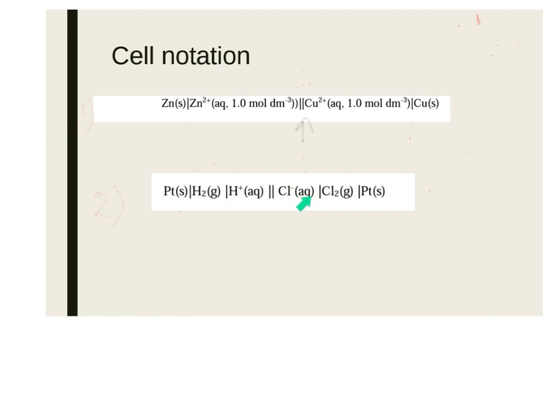And the other half cell: this portion is the oxidation half cell, and this is the reduction half cell. In the reduction half cell, Cl minus aqueous and Cl2 gas are separated by this phase boundary, the single vertical line, and Cl2 gas and the platinum solid, which is an inert metal, are separated by the single vertical line, the phase boundary. So here we have a salt bridge, so it doesn't have any liquid junction potential.